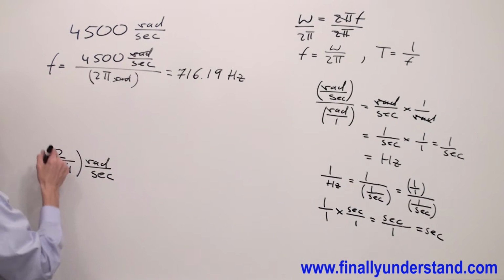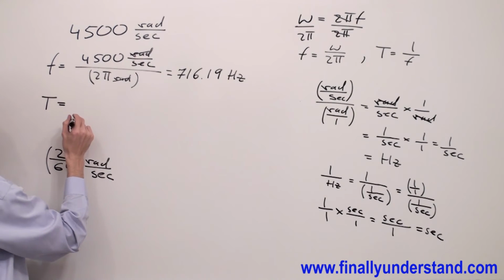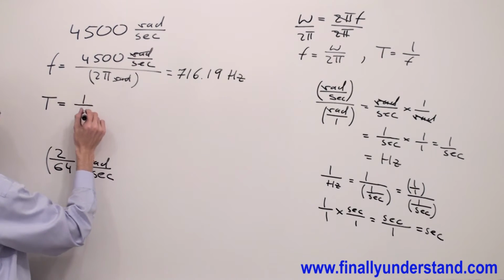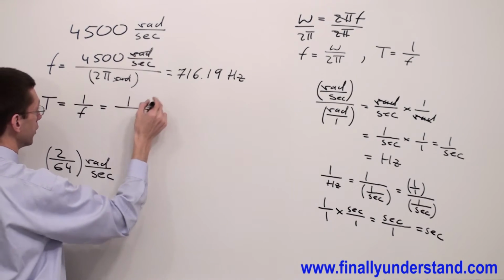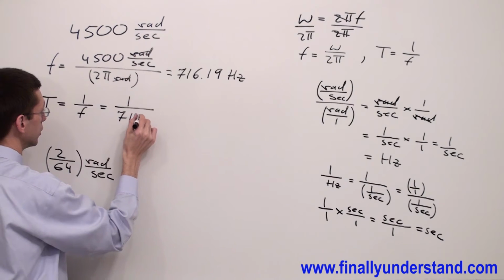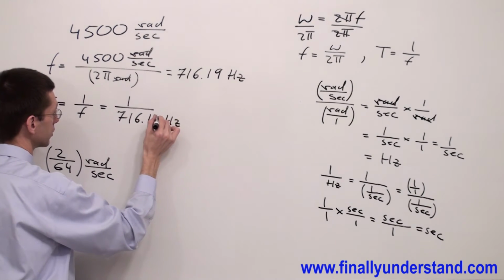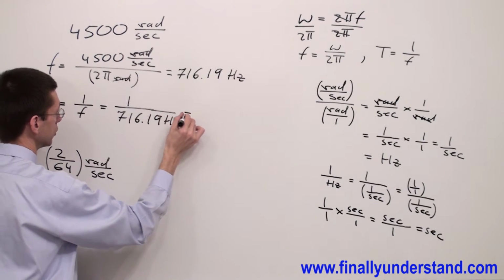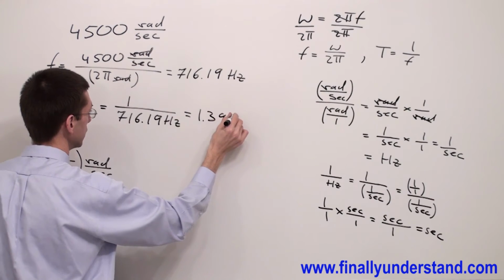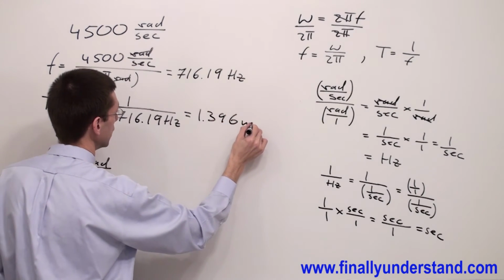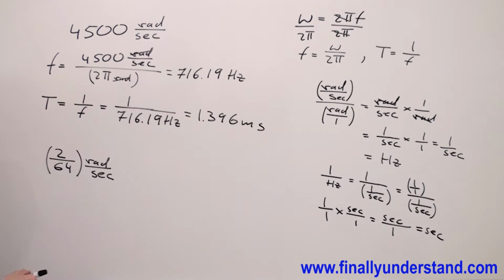Period is equal to 1 divided by frequency. 1 divided by my frequency, 716.19 hertz, is equal to 1.396 milliseconds. And these are the solutions to my problem.